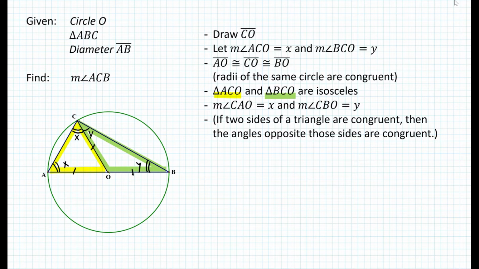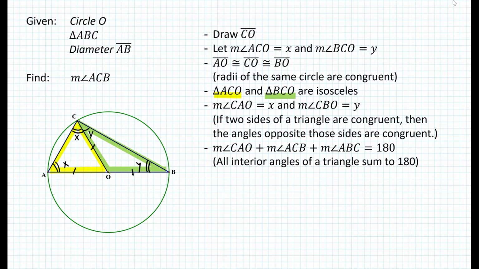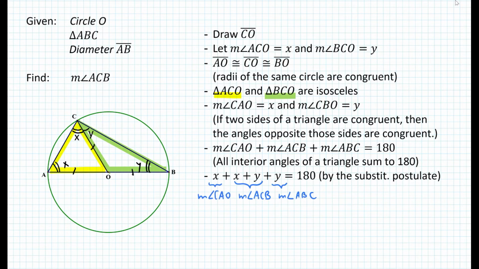Now, if we look at the entire triangle ABC, we can sum up all the angles. Well, we can say that the measure of angle CAO plus the measure of angle ACB plus the measure of angle ABC must be equal to 180. We know that because all the interior angles of a triangle sum to 180. Now let's substitute those angles with the values of X and Y. So here we know that X plus (X plus Y) plus Y is equal to 180 by the substitution postulate. Notice that the first X corresponds to the measure of angle CAO, the X plus Y corresponds to the measure of angle ACB, and the Y corresponds to the measure of angle ABC. And again, they all add up to 180.